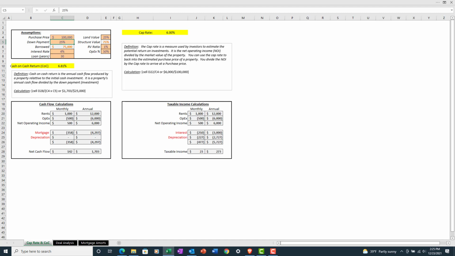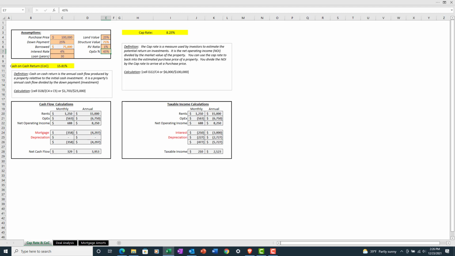So let's see what happens if we manage expenses a little better and that operating expense percentage changes to 45% of gross rents. Well, our cap rate jumped up to 6.6%. Let's say we also improve our RV ratio from 1% to 1.25%. Now our cap rate's jumped up to 8.25%. So both changes improved our NOI, which in turn improves the cap rate on the property.